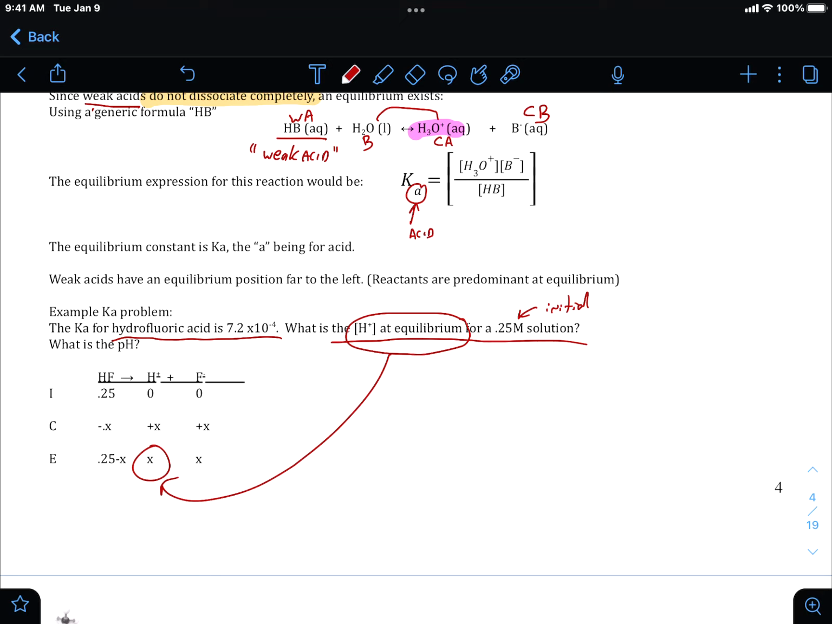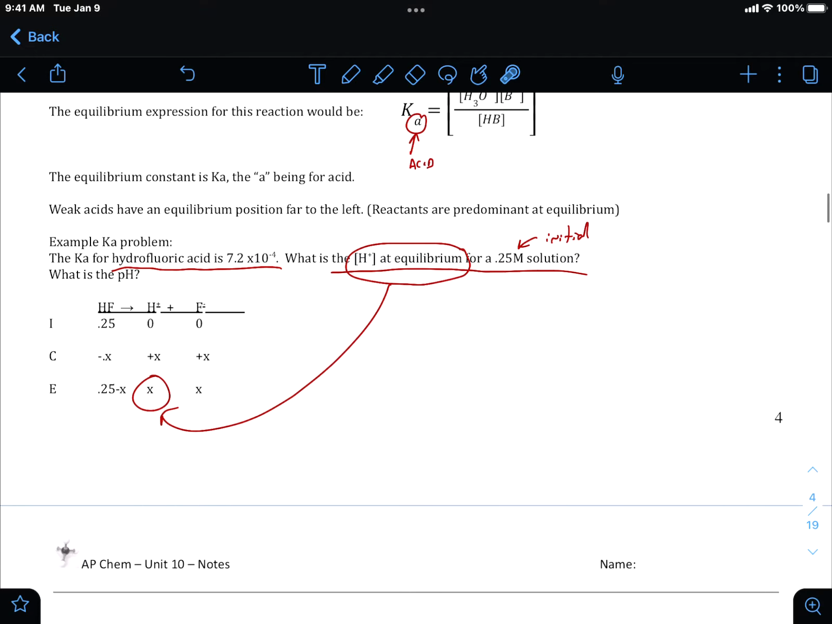So the setup, as expected, your initial concentration in the I row. Nothing here, nothing here. Plus x, because since we have zeros, it's very clear that we're going to be adding to the product side. Subtract x from here. And then after you apply that, 0.25 minus x.